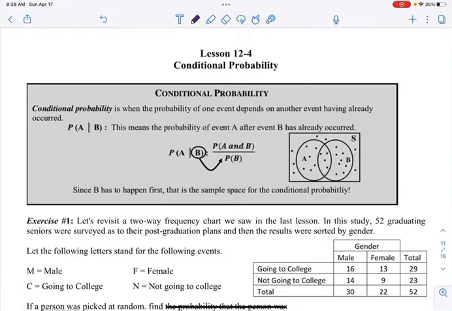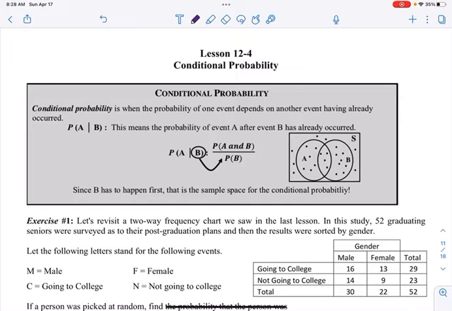Hi, Algebra 2. This is Unit 12, Lesson 4, Conditional Probability. So conditional probability is basically when one event depends on another event already happening. The way we notate it is P(A given B). This means the probability of event A after event B has already occurred.